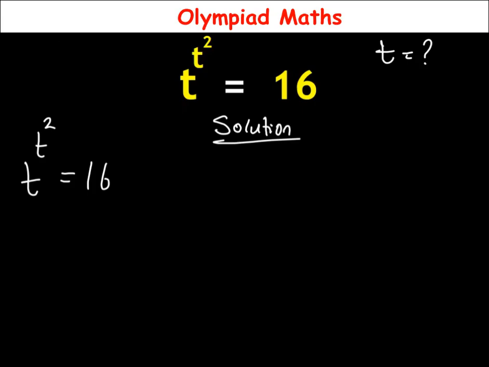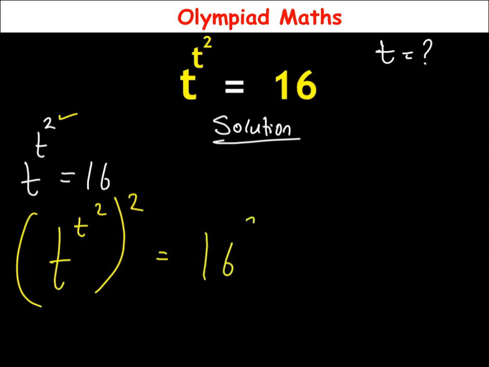16. Now looking at this power 2 right here, we're going to raise both sides of the equation to power 2, such that this will then become, in brackets, t raised to power t raised to power 2, then all raised to power 2 is equal to 16 all raised to power 2. Now, at this junction, there is a rule I want you all to understand.